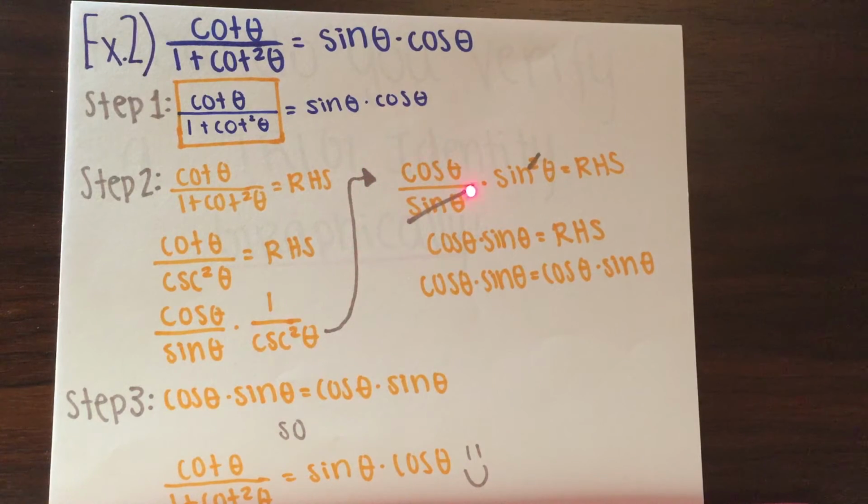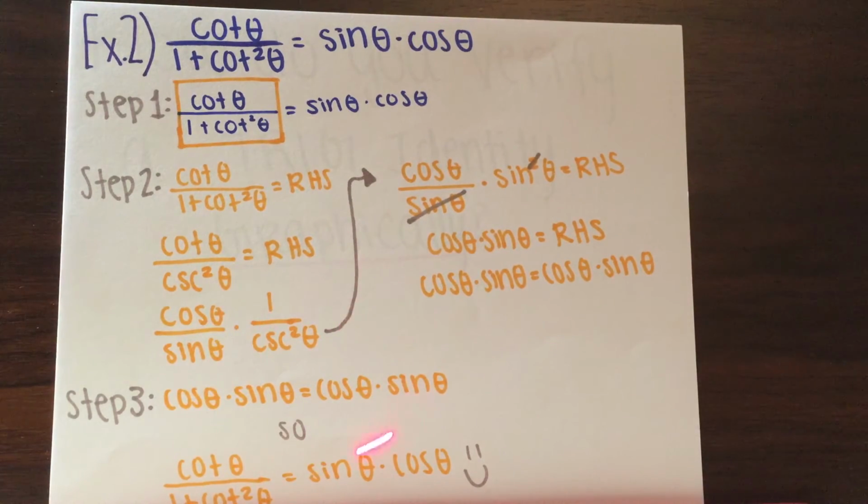And then if you follow the arrow, we're on this side now. So you can cross out the sine of theta, and over here it's sine squared of theta. So since there's 2, you can cross out one of them. So basically we're just left with sine of theta over here. So then you have cosine of theta times sine of theta equals right-hand side. And then that means that cosine of theta times sine of theta equals cosine of theta times sine of theta, which is the right-hand side.